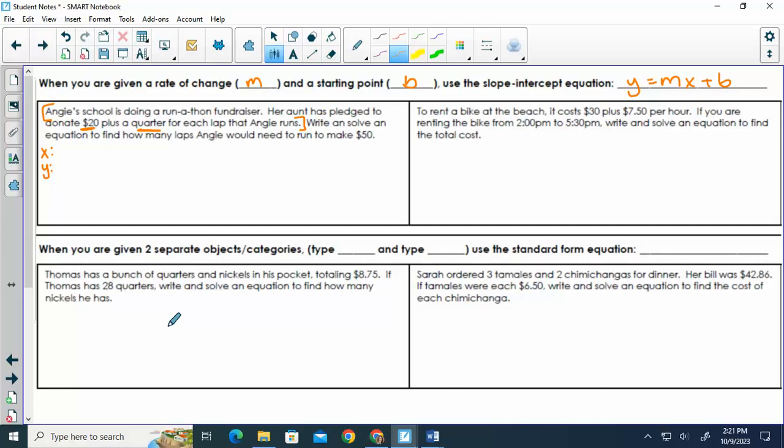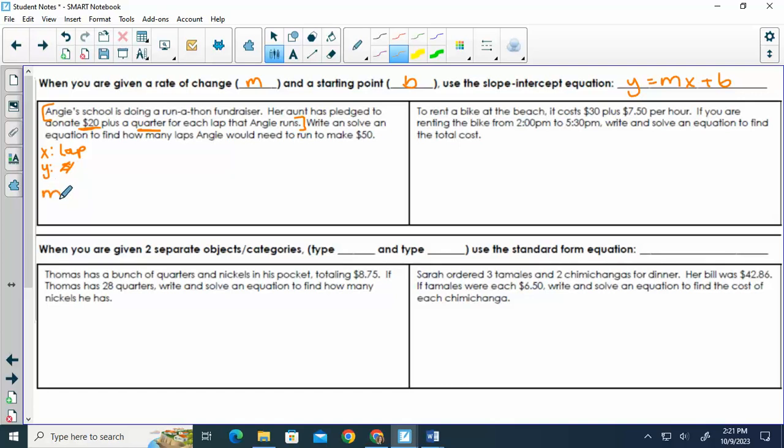So what could my x represent? The laps. So you are writing the word laps. You're not putting a quarter. The x is the number of laps she's running. And then what would my y be? Okay, so then the $20, her aunt is giving her a flat $20. That's a one-time payment. So what would we put for that? What variable?